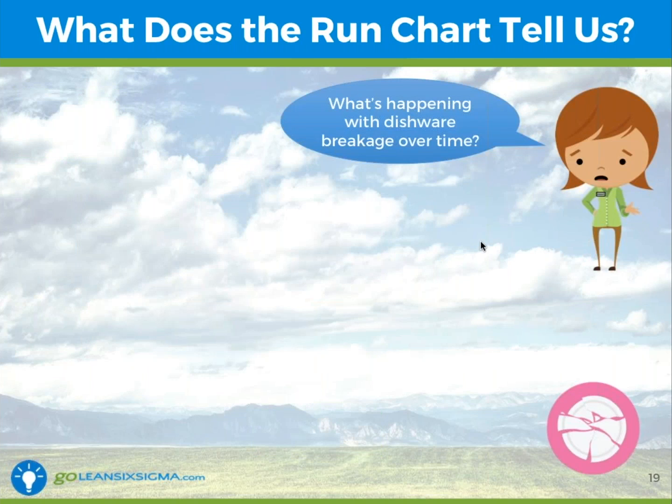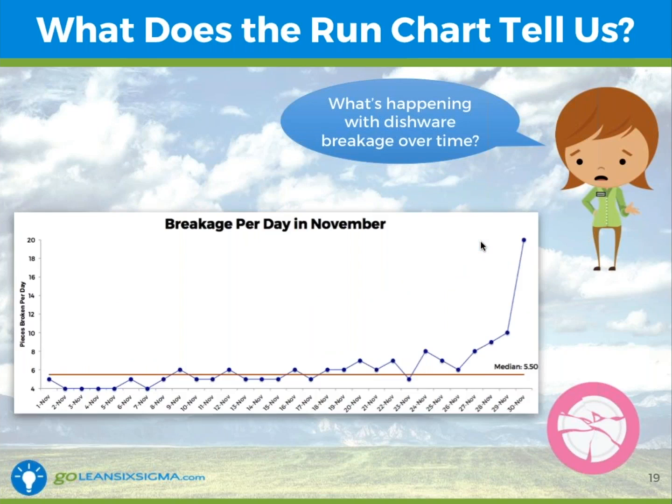Back to our broken dishes project. What can the run chart tell us? What is happening to the dishware breakage over time? Aha, it's getting worse. And the one day when someone broke 20 dishes happened on the last day in November. As soon as you have 7 points in a row above or below the median, the process has shifted. So it's time to do more digging since this is costing the company money, probably alarming the customers.